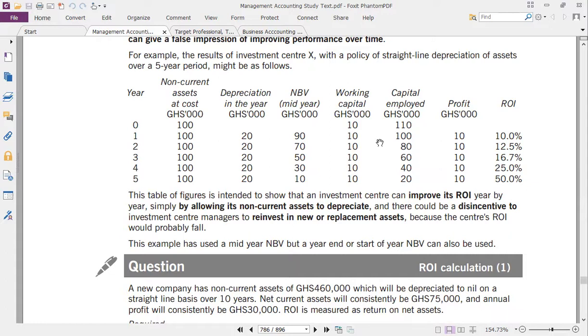So here we use the average. Here we just find the average. So 100 minus 20 normally gives us 80. But on average, we pick the 90. Then we add working capital to it to get 100. Now the profit is 10. You can see that the return on investment initially is what? 10%, increasing. It's because the asset value is reducing. So that's why it's giving a wrong impression that we have improved the performance. In actual sense, it's not true. Good.